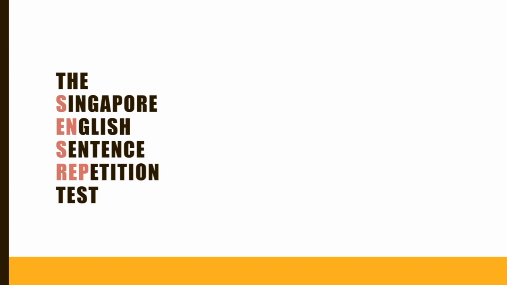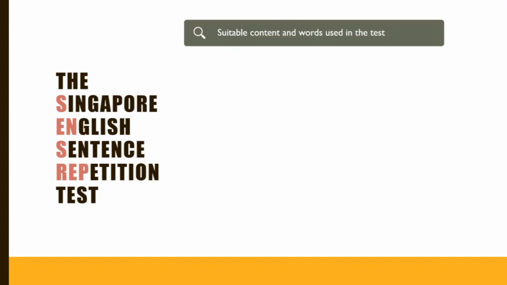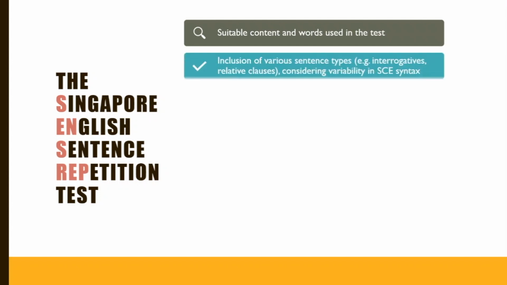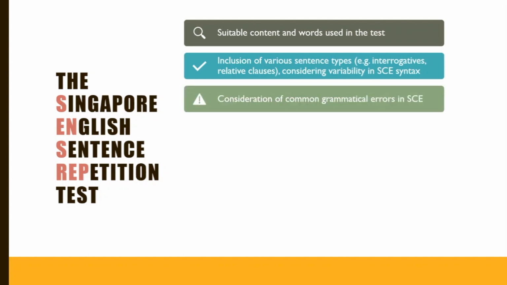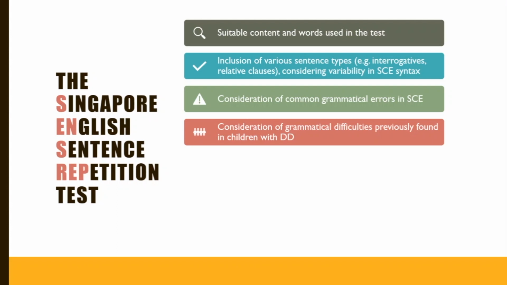Okay, so there are many sentence repetition tests out there in the market, but Simon and I decided to design our own test, calling it the Singapore English Sentence Repetition Test, the SRep. The reason being, we wanted to make sure that the content and words that we use would be suitable for our local population. We wanted to include a variety of sentences and also consider the common grammatical errors in Singapore Colloquial English and the kind of errors that were previously reported in children with dyslexia from other countries.